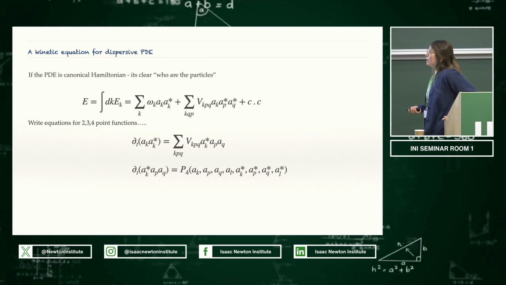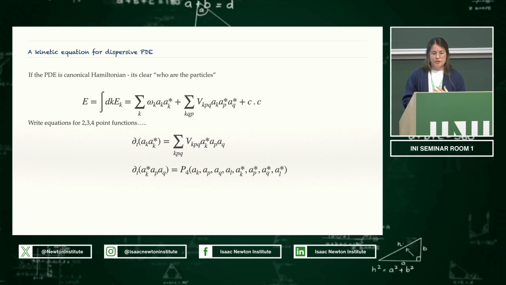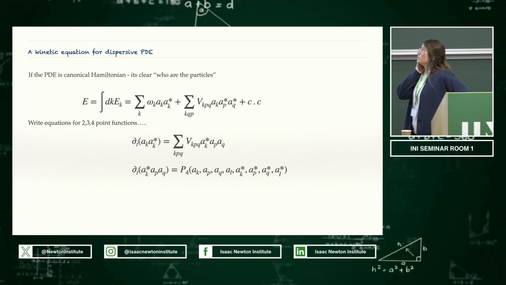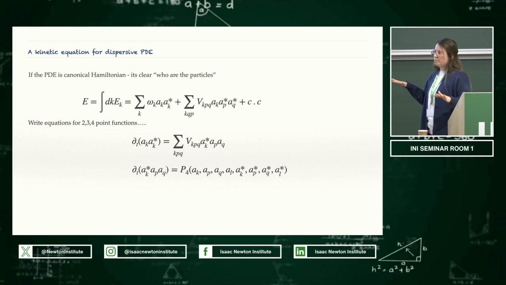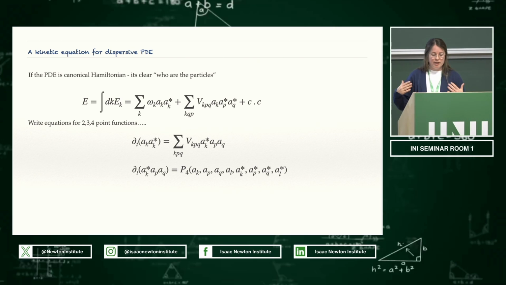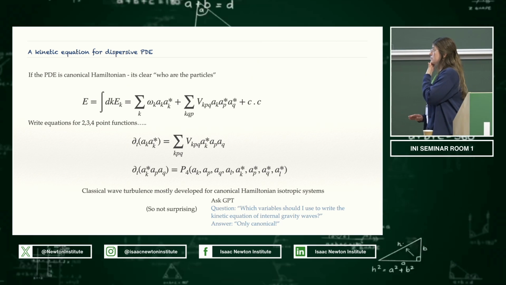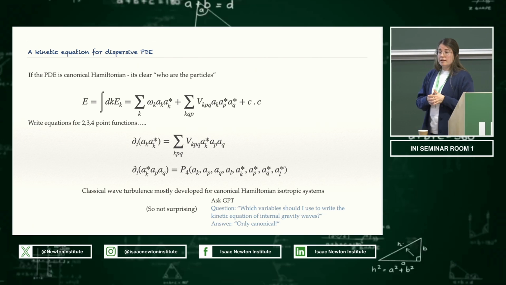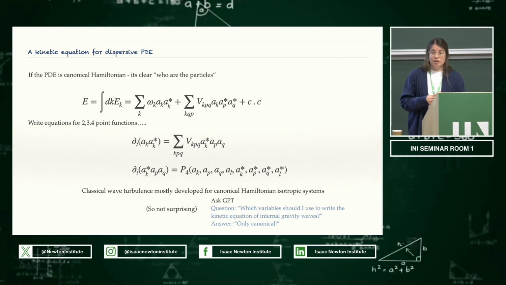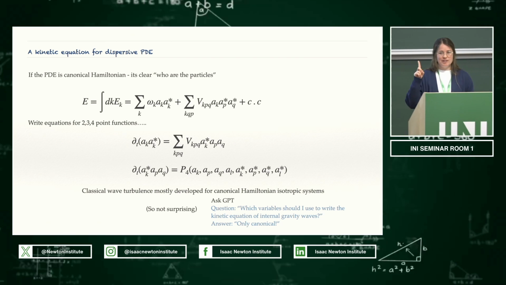So if we want to try and write a kinetic equation for a dispersive partial differential equation: if the partial differential equation is canonical, like Grisha presented yesterday, then it's clear who the particles are. You write your Hamiltonian in canonical variables. These are your particles, and then you expand, assuming the interaction is weak, and you get a kinetic equation. And indeed, classical wave turbulence was mostly developed for canonical Hamiltonian and isotropic systems. And it's not surprising that if you ask ChatGPT which variable you should use in order to write the kinetic equation of internal gravity waves, it would answer only canonical.